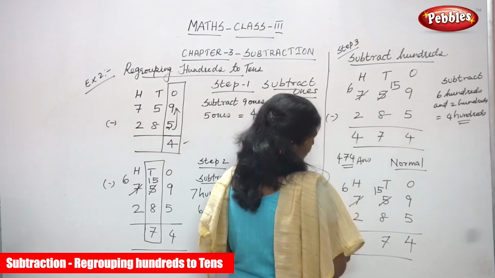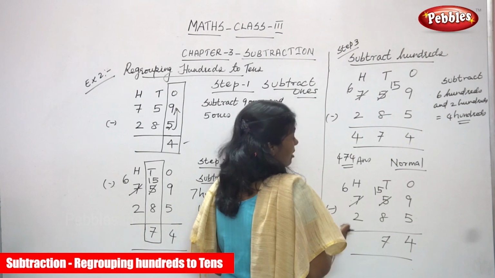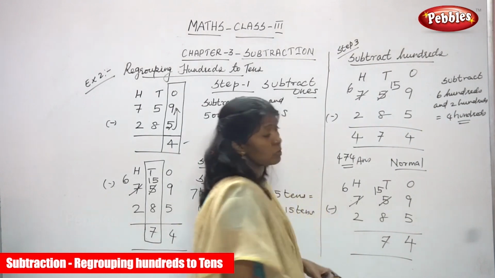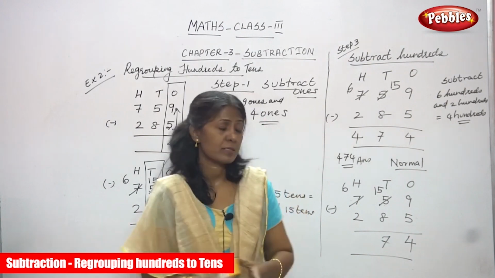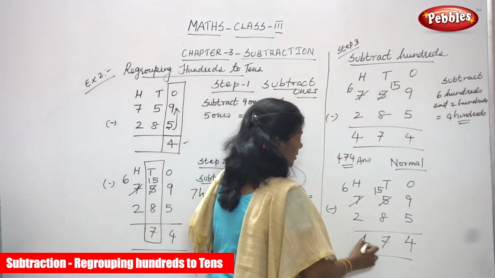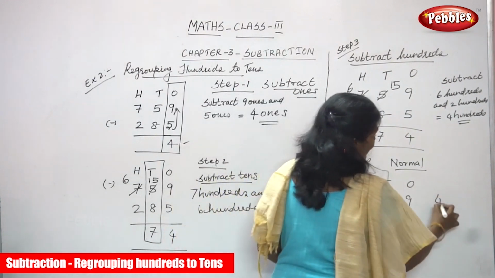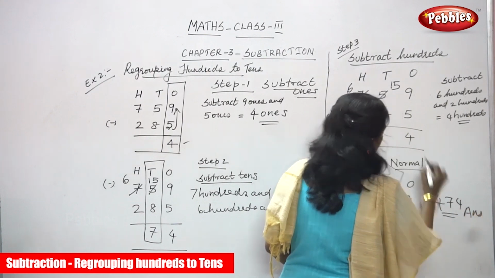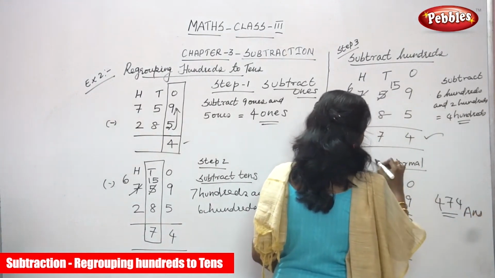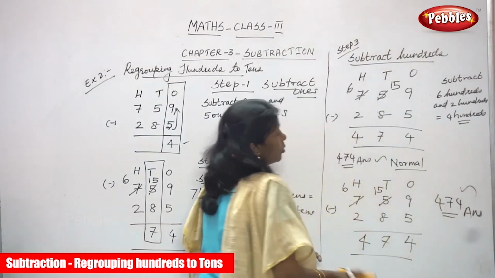Now I am going to concentrate on the hundreds place value. What are the numbers in the hundreds place? 600s and 200s. From 6 I have to subtract 2. So you have to start the backward counting again: 3, 4, 5, 6. The number is 4. So this is a normal subtraction. The answer is 474. With both sums you get the same answer.